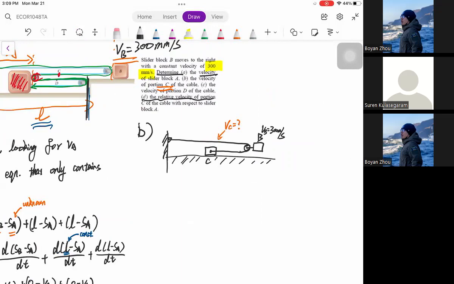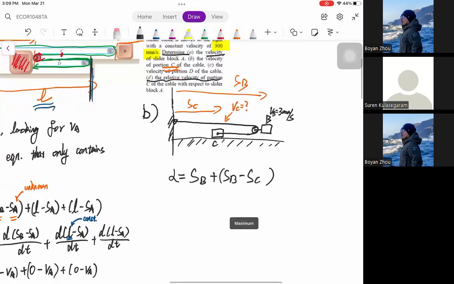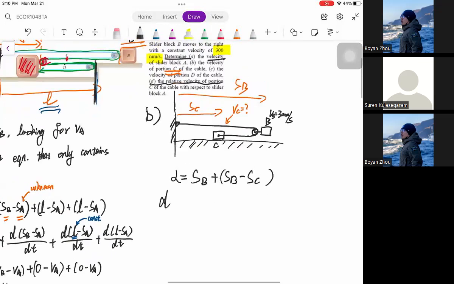The total length of the cable will be equal to, everything is going to be the same: from here is SB, from here to here is SC. It's going to be equal to SB plus SB minus SC. And then we find the derivative on both sides.